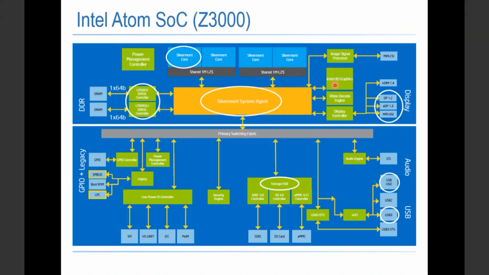Here you can see Intel HD graphics, and it also has the video decode engine, display controller, image processors. You can see it supports HDMI here. Next we have Wi-Fi, USB, and etc. So this is inside the Intel Atom Z3000 chip. You have all of these components inside a single small chip.